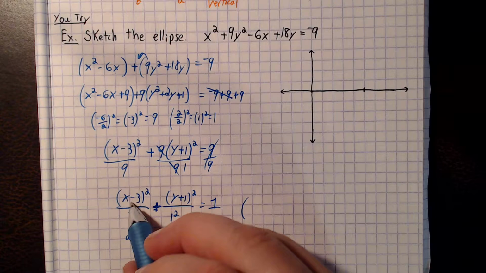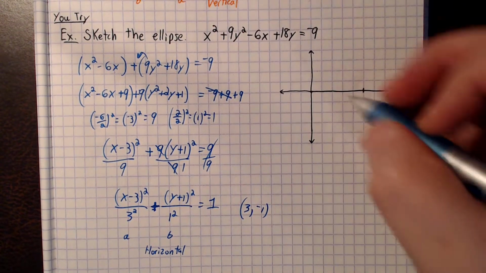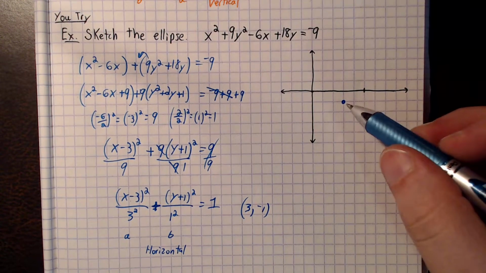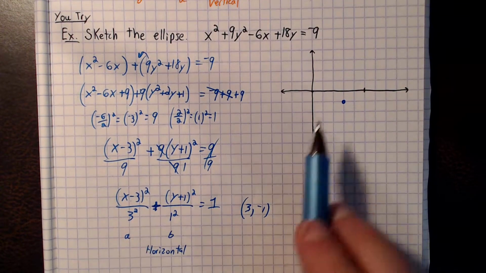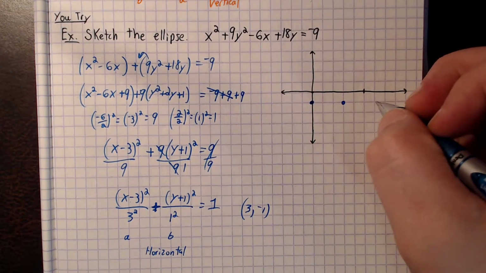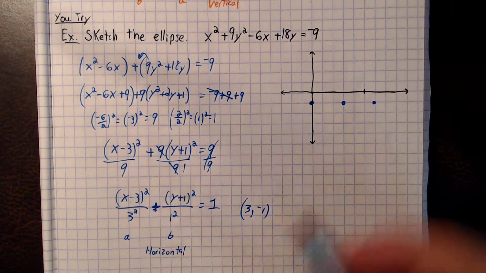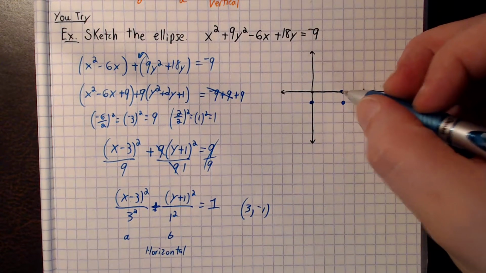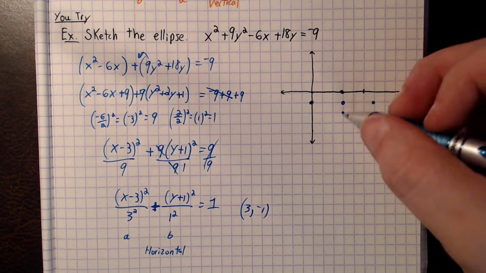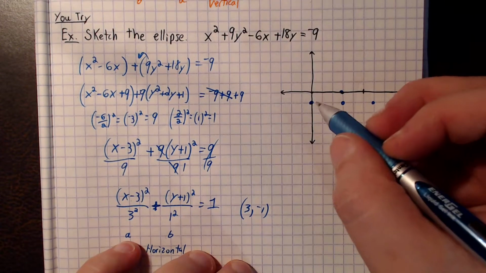We know our center is going to be at opposite, so positive 3, negative 1. 1, 2, 3, negative 1. That's our center. I've got to go 3 negative and 3 positive from the center. And our height, or minor axis rather, I guess, is probably more accurate. It's 1 from the center, both directions, and then we connect.